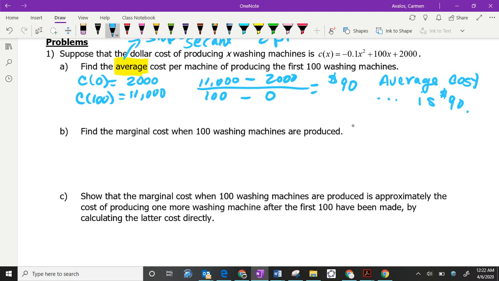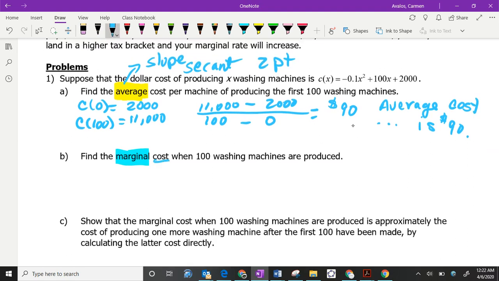Now, we're going to talk about the marginal cost. The marginal cost is the derivative. It's the instantaneous speed. It's the instantaneous cost on there. So we have here that it's marginal. So now we are talking about the derivative. So that means that in this problem, I am going to have to find the derivative. So the derivative of what? The cost. So therefore, it's going to be out of my cost function. So I'm going to do C prime of x is going to be negative 0.2 x plus 100 because the derivative of 2,000 is 0, and that's what we get.